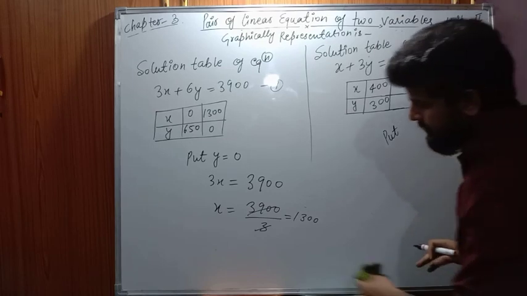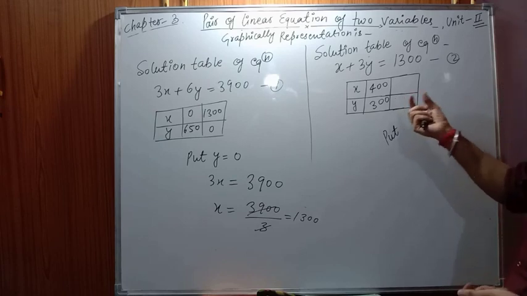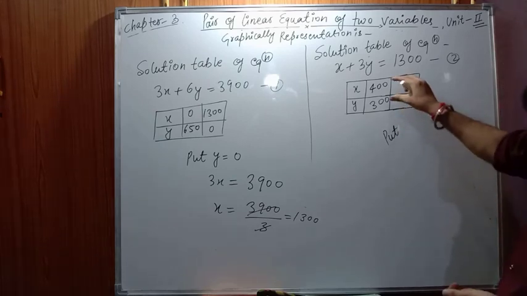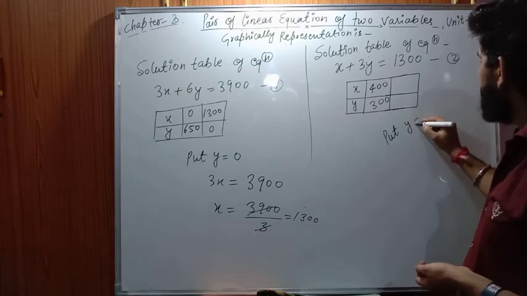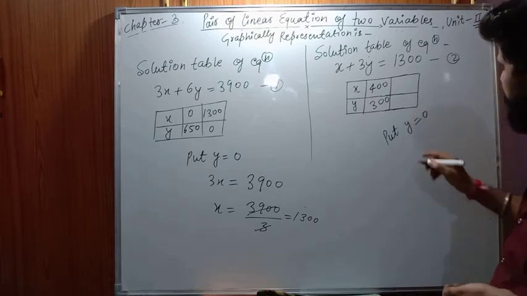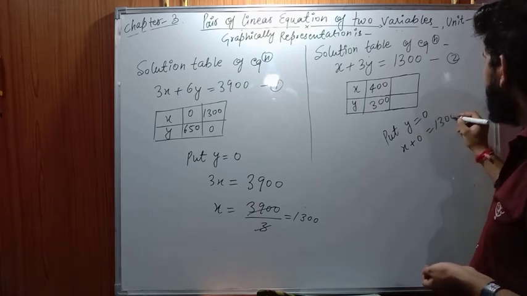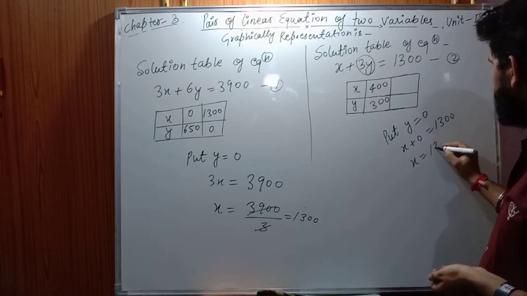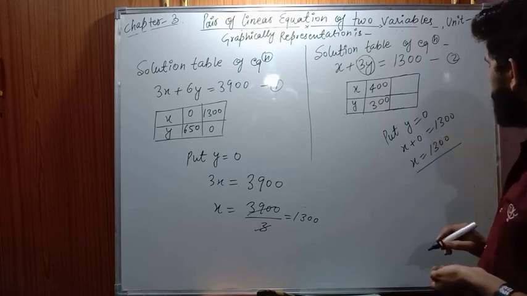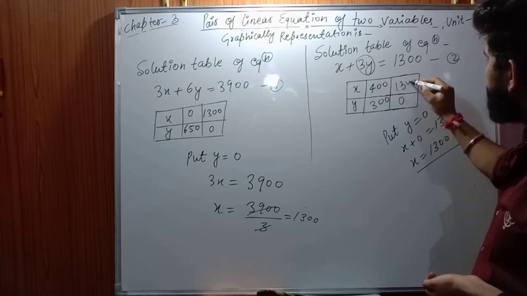Now we want two values of x and two values of y. मुझे 2 पॉइंट्स चाहिए लाइन ड्रॉ करने की, तो अभी मेरे पास 1 पॉइंट आया है. So I am putting in the second part y equals 0. So x plus 0 equals 1300. This becomes 0. Then x equals 1300. So when the value of y is 0, then the value of x is 1300.